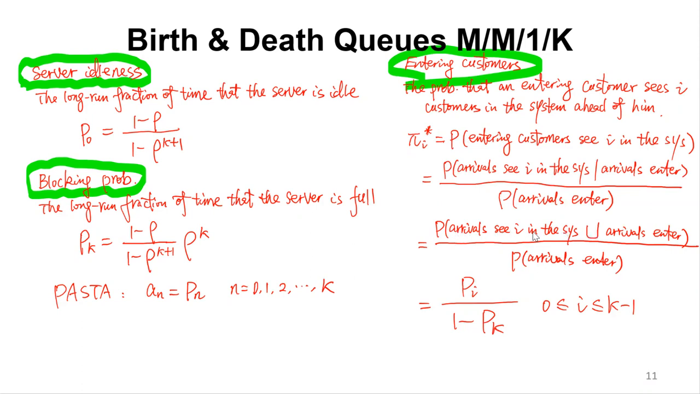Arrival sees i in the system and arrival enters, that is the intersection. It becomes just the arrival sees i, which is pi. So this is the probability that an entering customer sees i customers in the system ahead of him, given the condition that the arrival enters. So this is divided by 1 minus pk. Why i less than or equal to K minus 1? Because if i equals K, the customer cannot enter.